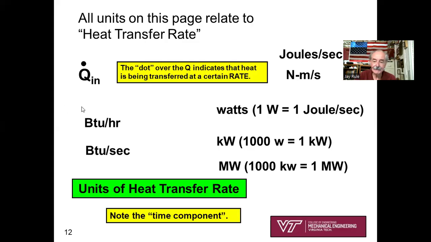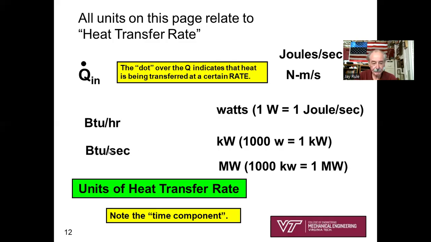How about over here in English? Same idea. It's going to be BTUs, British thermal units, per time. It depends on the nature of the problem. BTUs per hour, or BTUs per minute, or BTUs per second, any of those are going to work. So those are the units of heat transfer rate.